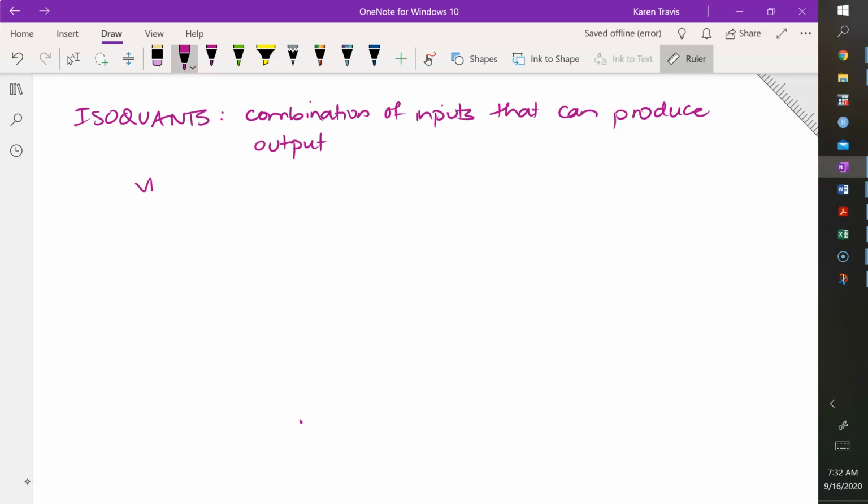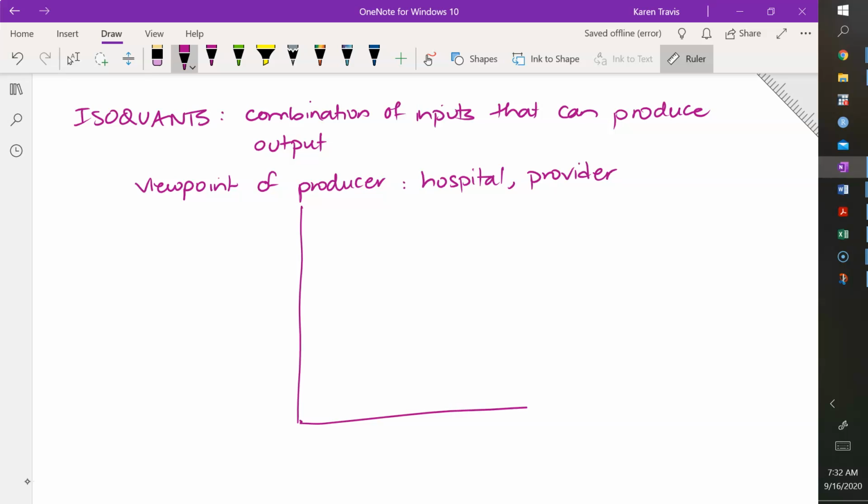We're thinking from the viewpoint of the producer. So here we're explicitly thinking about something like a hospital, some kind of provider. So let's think about our first isoquant.